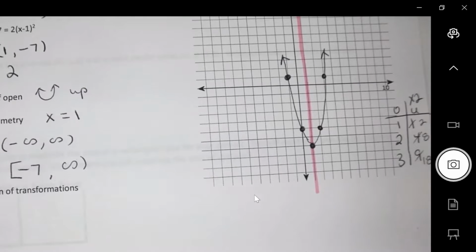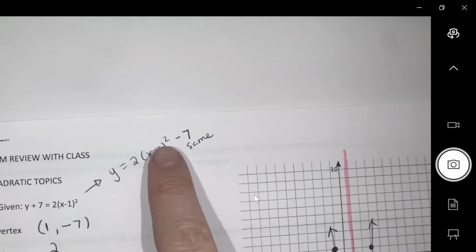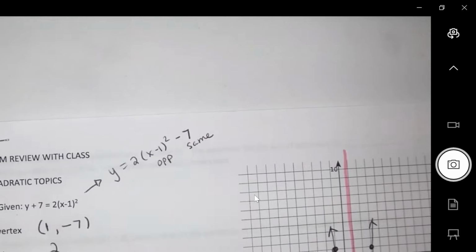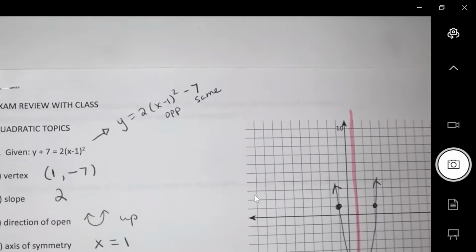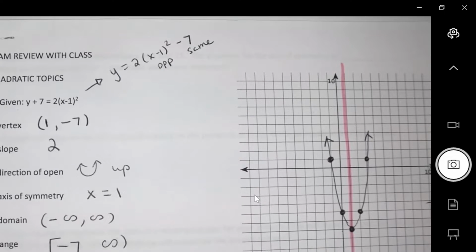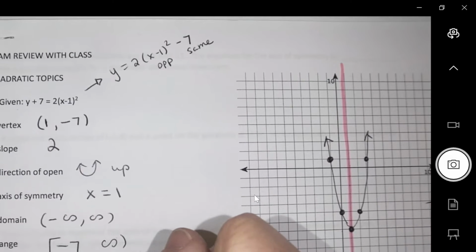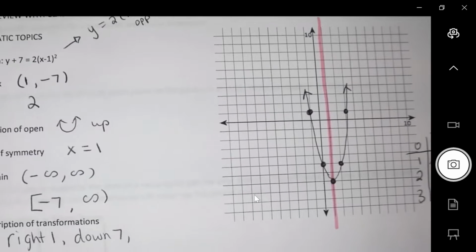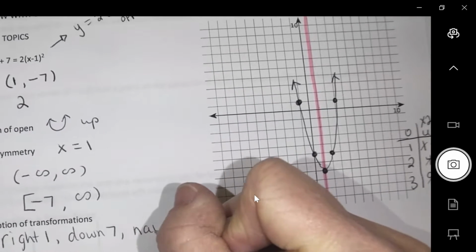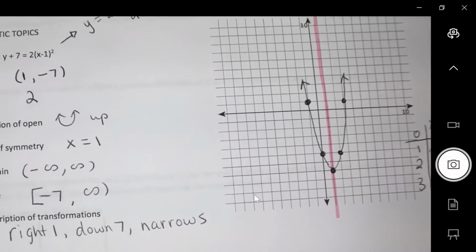Okay, describe the transformations. So when I looked at this, it moved right 1. It has moved down 7. And what did the 2 do to the shape of my parabola? Do you remember it? It made it go like this. What did we always say? Narrowed it. And that's it.